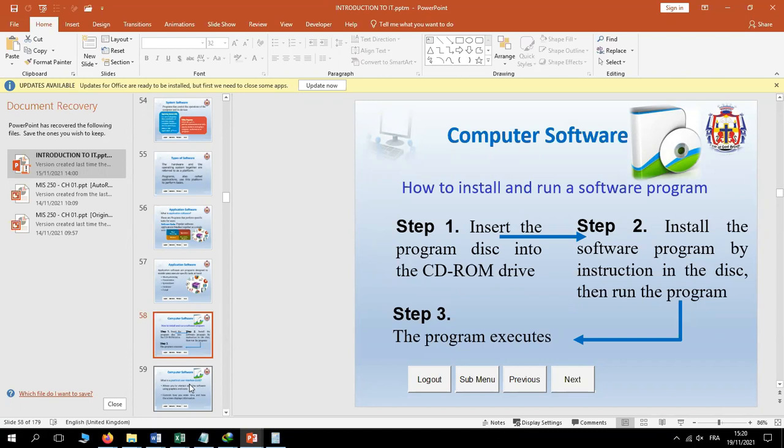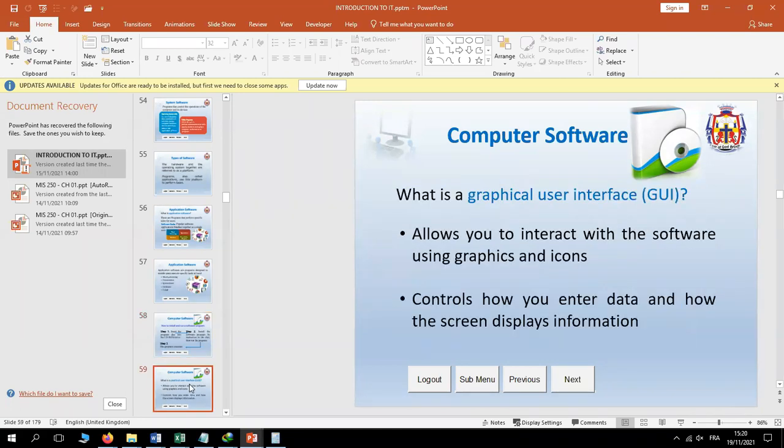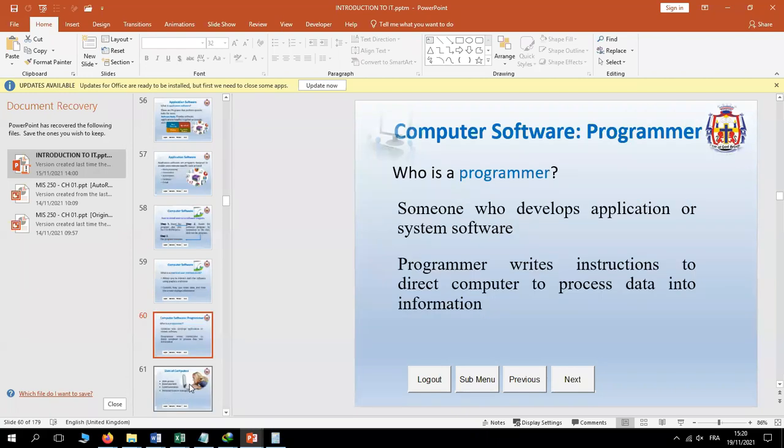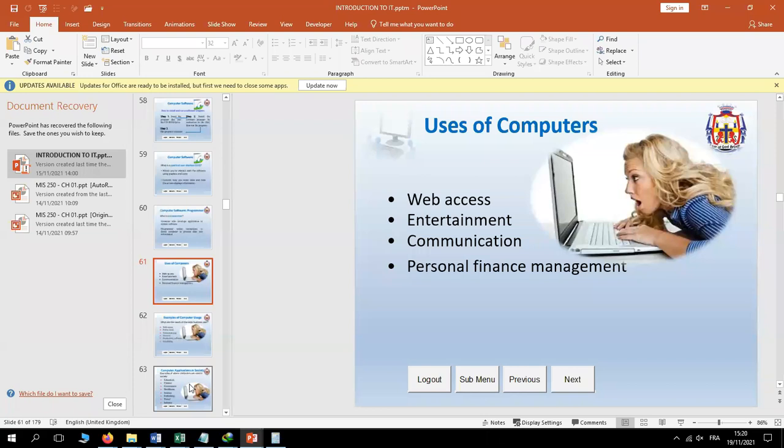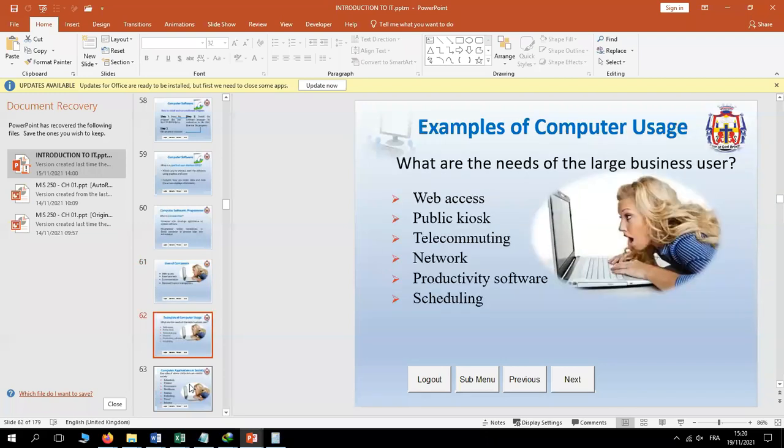Interface, such as graphical user interface and command line interface. What we are seeing on the screen right now is about software programmer. I guess we know who a programmer is and what they do. Then we can talk about what we can use the computer for, such as access to the internet, entertainment, communication, managing records, etc. All those ones, I guess we can try.